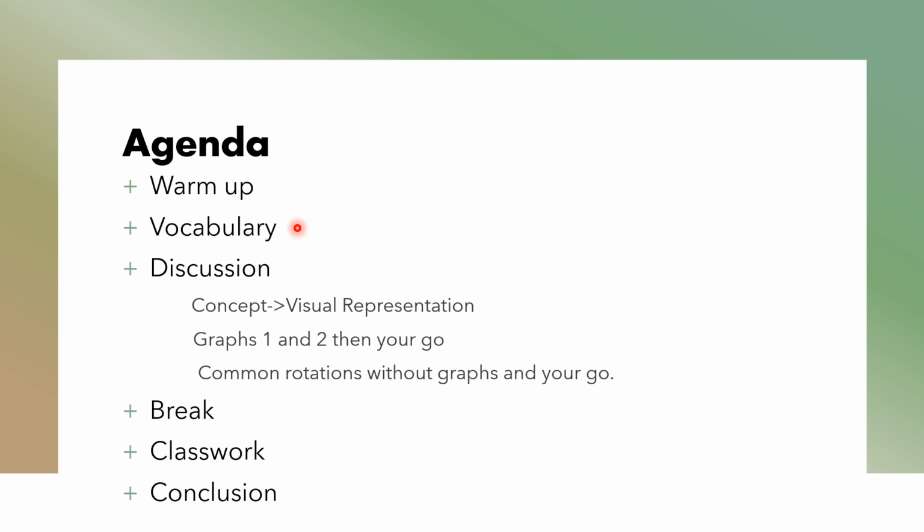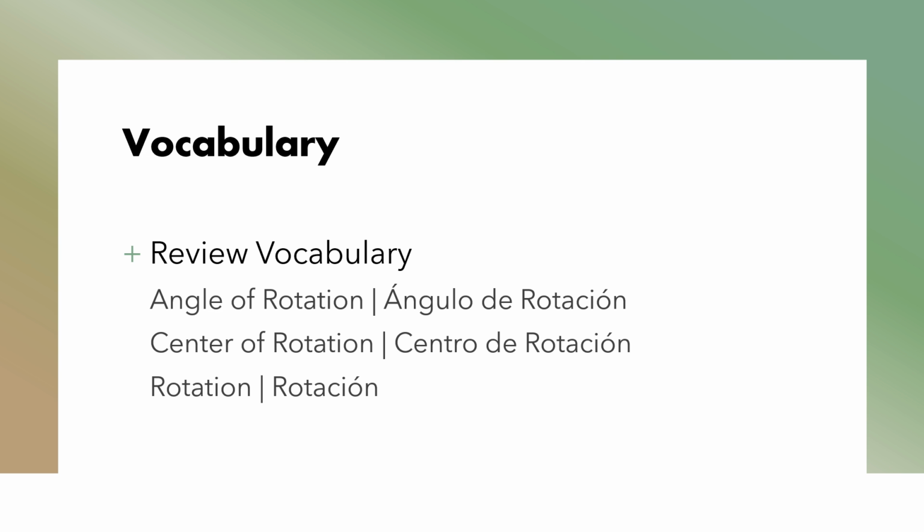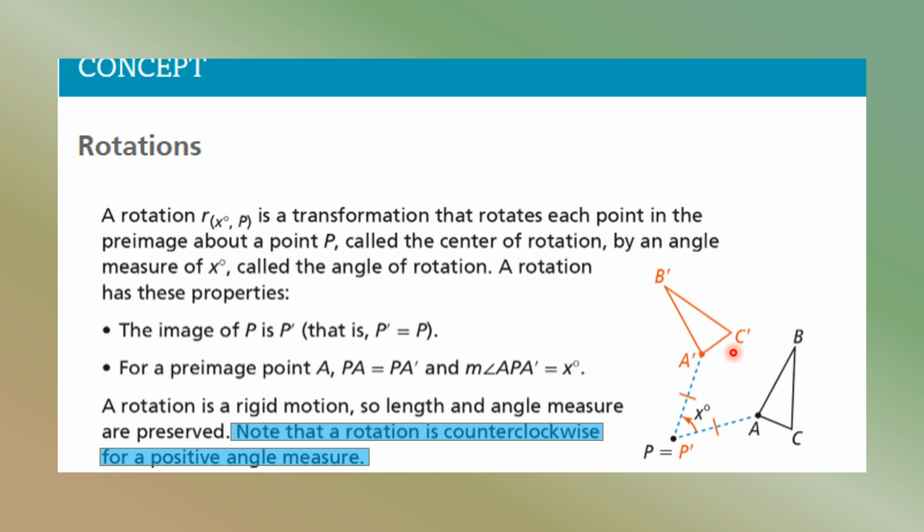Okay. We're going to be looking at vocabulary, and then we're going to have a discussion, a visual presentation, a couple of graphs, common rotations without the graphs, and then go from there. So the review vocabulary we should have is angle of rotation. You should have seen this in the past, but it's okay if you haven't. Center of rotation, and just rotation in general. For rotation in general, we have basically the degree and the point. At times, it can be interchangeable. Some of those can be a little bit different at times, but it always has the degree and point situation.